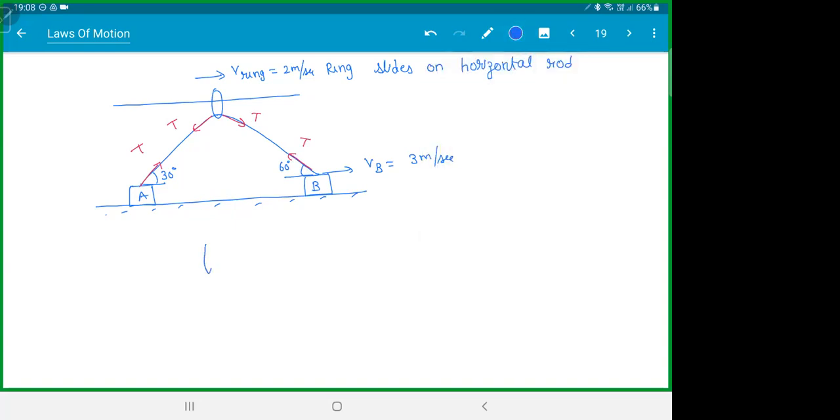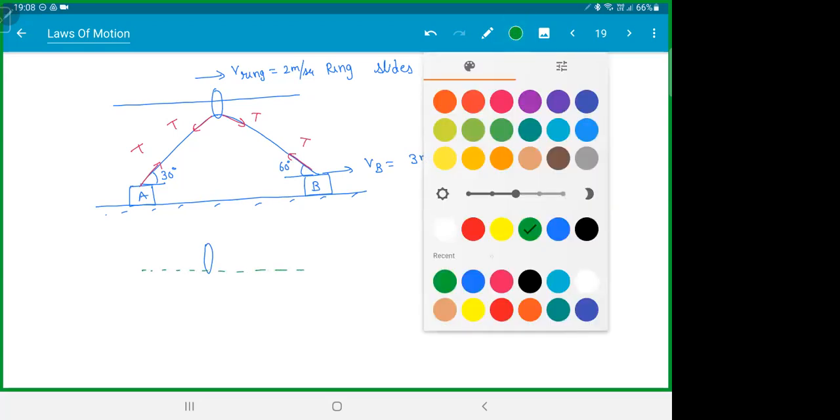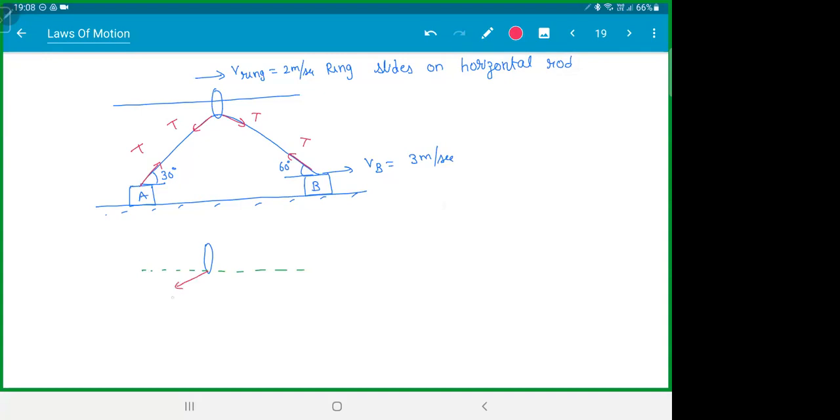So if you just look at the ring here, at this point you have a tension T here, and this angle is 30 degree. This is tension T here, and this angle is 60 degree. So the total power on the string will be T cos 60 minus T cos 30 into 2. I have taken the tension on the right hand side. This is the power on the ring.